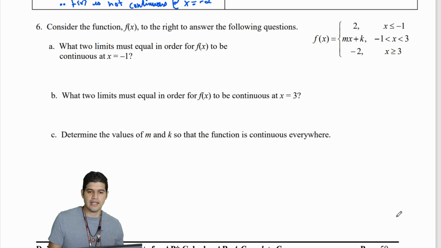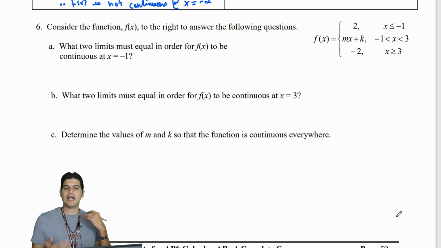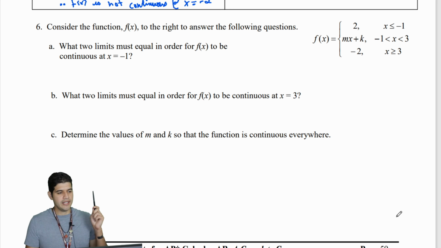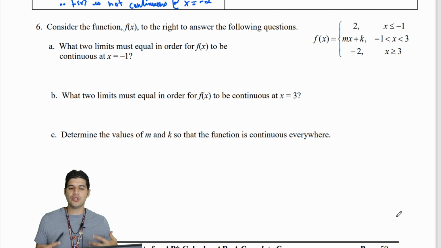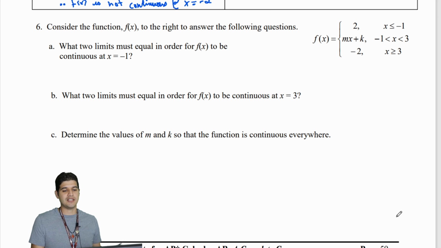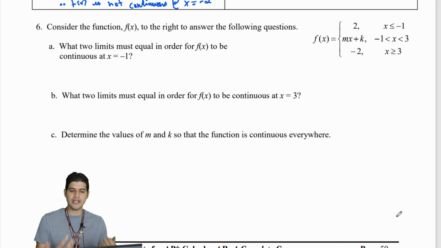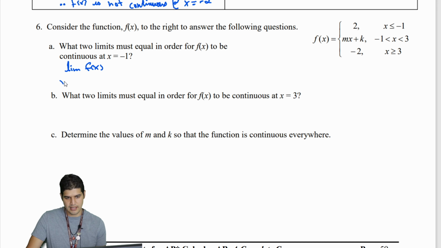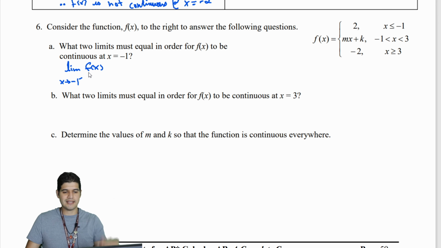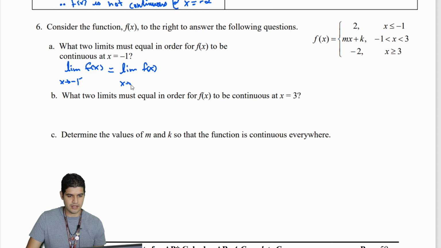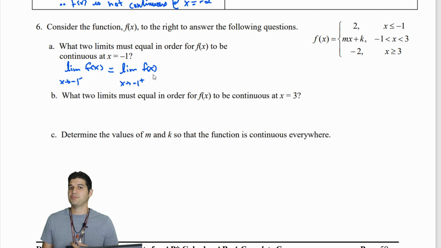All right, so now we're going to look at this type of question where we actually have enough information to solve for additional variables. So let's get right into it. Here's our function over there on the right. We want to say what two limits must equal in order for f of x to be continuous at x equals -1. Well, the limit of f of x as x approaches -1 from the left must equal the limit of f of x as x approaches -1 from the right. Those are the two limits that must be equal in order for f of x to be continuous.